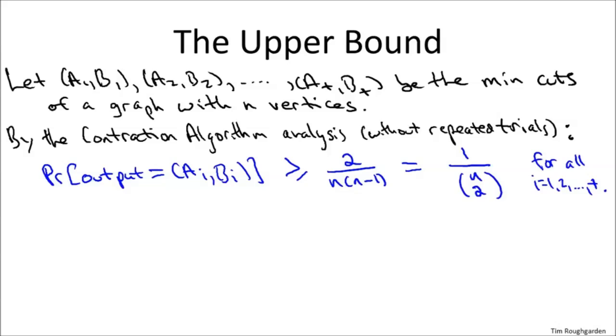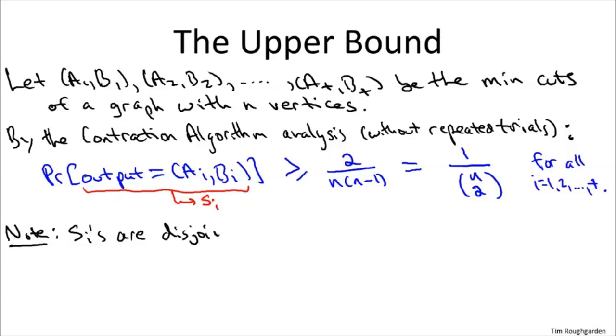Let's call this Si. The key observation is that the Si's are disjoint events. Remember, an event is just a subset of stuff that could happen. So one thing that could happen is that the algorithm outputs the ith min cut. And by disjoint, we just mean that there's no outcome that's in a given pair of events. That's because the contraction algorithm, at the end of the day, once it makes its coin flips, outputs a single cut. These are distinct cuts. It can only output, at best, one of them.